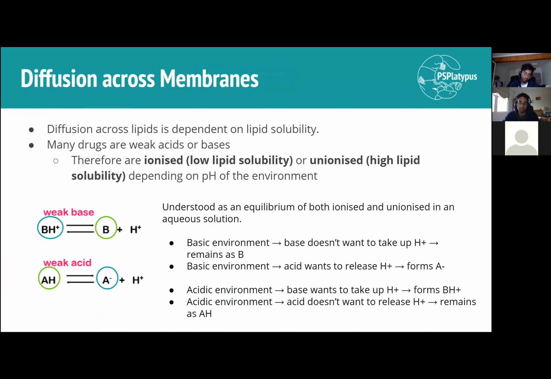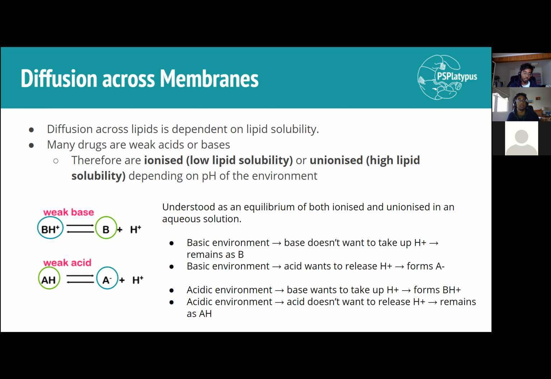All right, so going back to lipid solubility. So we talked about how it can diffuse across the cell membrane, and this is dependent on if it is soluble in the lipids. A lot of drugs are weak acids or bases. So there are 2 states that they can be in. They can either be ionized, and when they're ionized, they have low lipid solubility, or they can be unionized and as such have high lipid solubility.